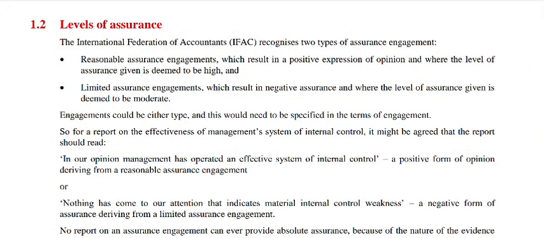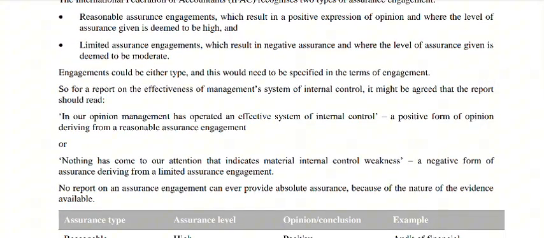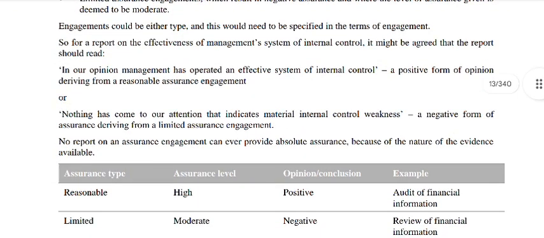1.2 Levels of assurance. The International Federation of Accountants (IFAC) recognizes two types of assurance engagement. 1. Reasonable assurance engagements, which result in a positive expression of opinion and where the level of assurance given is deemed to be high. And 2. Limited assurance engagements, which result in negative assurance and where the level of assurance given is deemed to be moderate. Engagements could be either type, and this would need to be specified in the terms of engagement.